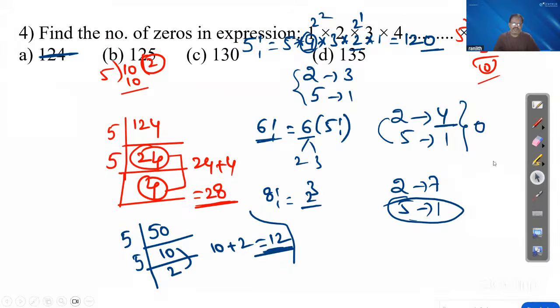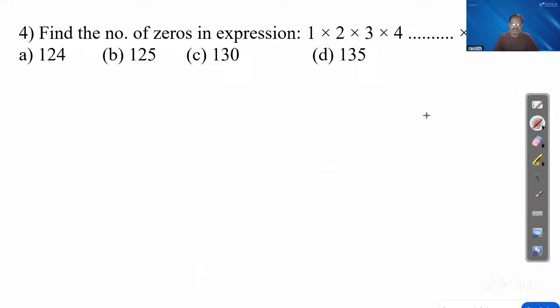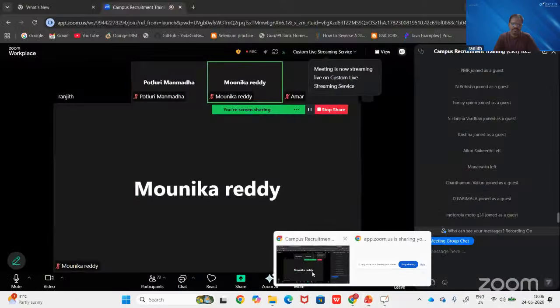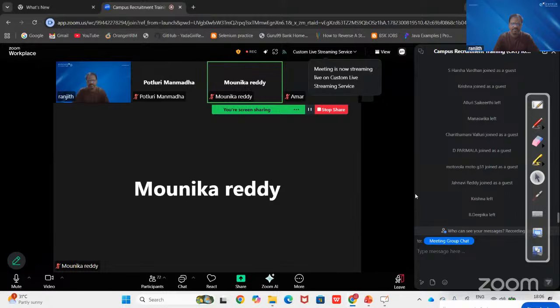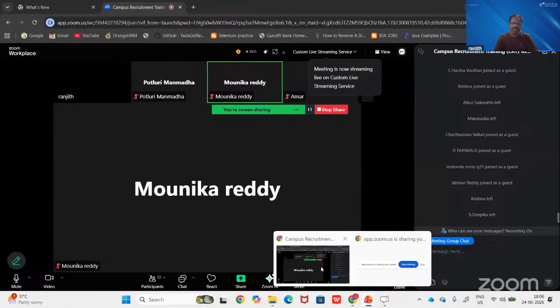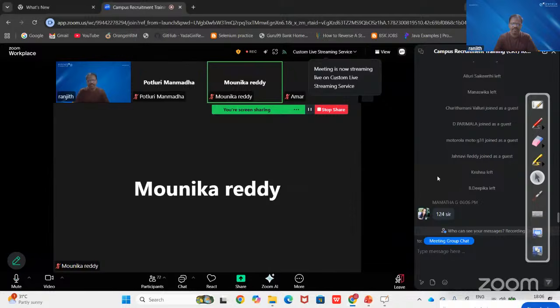And the next one: what is the answer for this one? Find the number of zeros in the expression, which is nothing but 500 factorial. Number of zeros in 500 factorial.